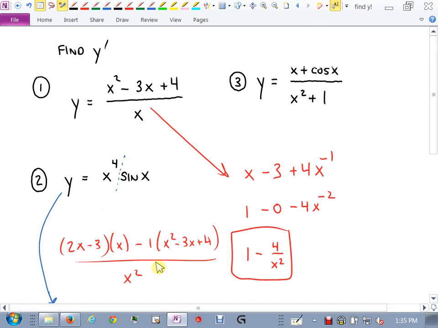And then the last one, quotient rule. The derivative of the top is 1 minus sine x, right? Or plus negative, so it's a minus, times the bottom, minus the derivative of the bottom times the top, all over the bottom squared. That's it.